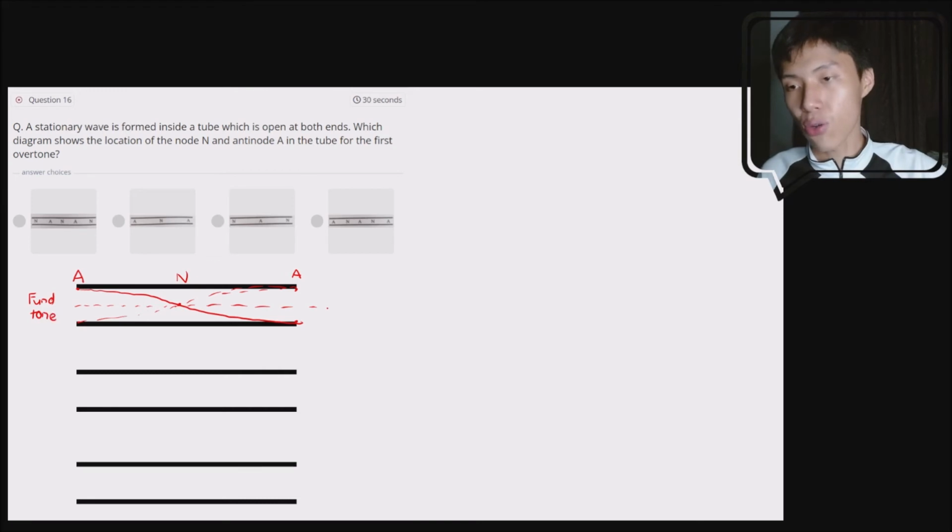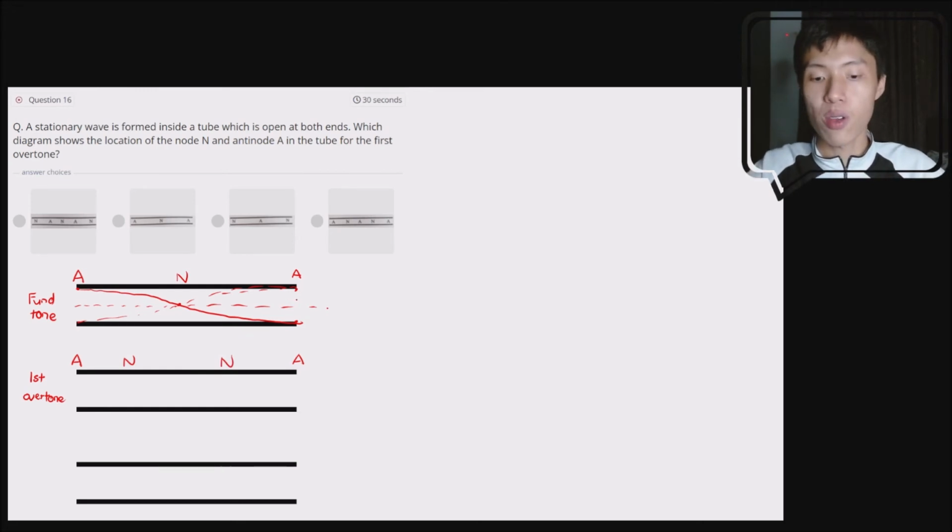The next tone after the fundamental tone is of course the first overtone. For the first overtone, you know there must be an antinode on both ends, but you want to make it slightly more complicated, so you have to introduce one more node inside. Before that you have one node only, but now you have two nodes. When you have two nodes side by side, it's not logical. Therefore, you need to introduce an antinode in the middle.